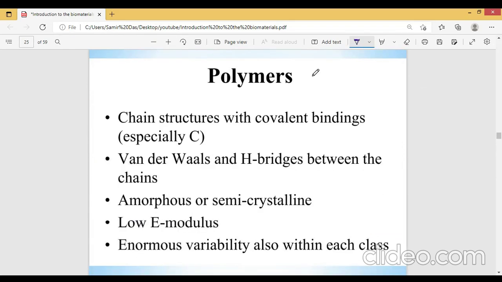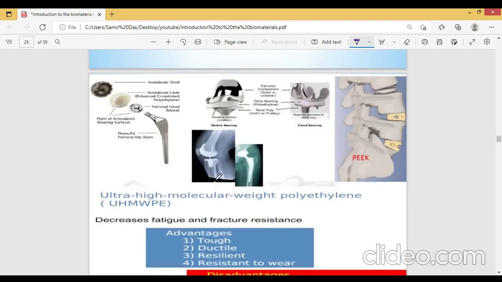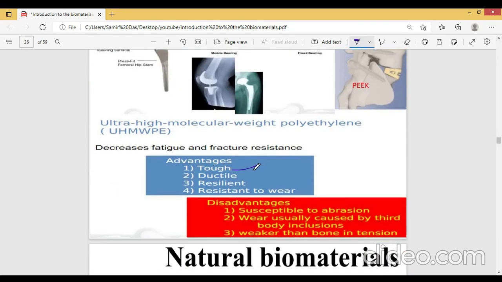biomaterials. And polymer based biomaterials are basically bound with covalent bonds, especially carbon carbon bonds. They have van der Waals and hydrogen bonds between the chains, amorphous and semi crystalline in nature, low elastic modulus as well. So advantage: tough, ductile, and resistant to wear. Disadvantage: as it is soft, susceptible to abrasion, wear, and weaker in case of tension.